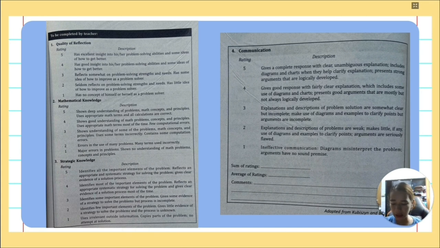So this rating depends on the outcome of the portfolio of the students, since students have their own unique way of doing their portfolio. So it is expected that there are also different scores to be received. The first of those criteria is quality of reflection, then mathematical knowledge, strategic knowledge, and last is communication. So that is the example of a math problem solving portfolio.